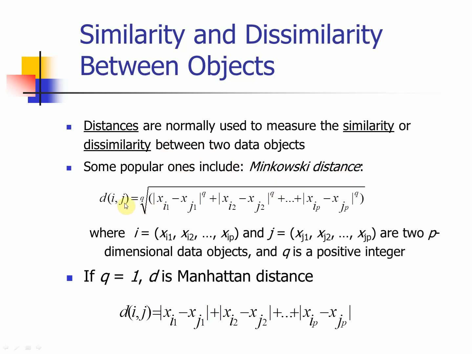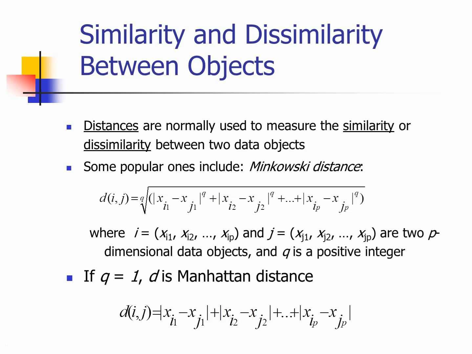What it does is take the Qth root of a sum: we calculate the distances between the different attributes, take the Q power of each, and sum all of those up inside the root. If Q equals 1, which is the simplest format, that is what we call the Manhattan distance. We calculate the absolute values between all the attributes and simply sum them up.